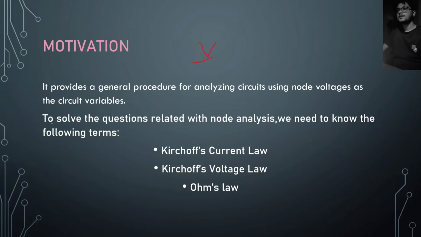To solve the questions related with the node analysis, we need to know the following terms. The first one is Kirchhoff's current law, that means KCL, and the second thing is Kirchhoff's voltage law. Previously we knew the Kirchhoff's voltage law. Now we will describe Kirchhoff's current law. Here Kirchhoff's current law means the summation of currents in a node is equal to 0.